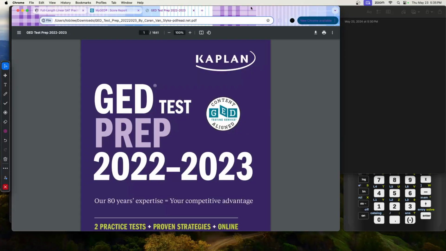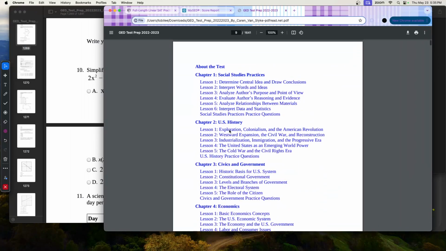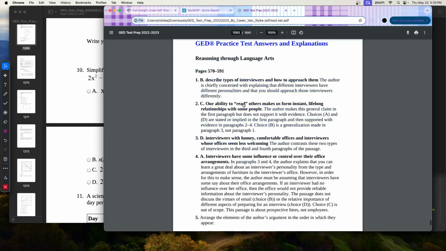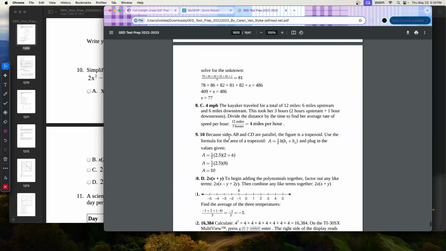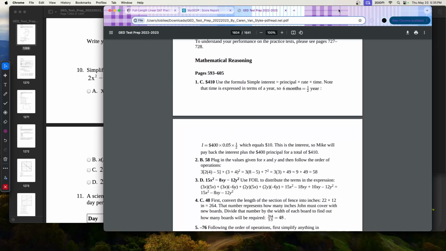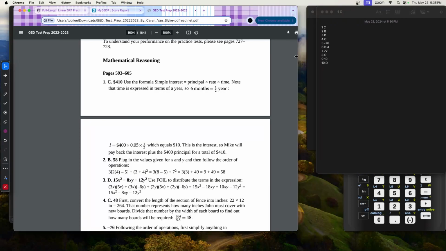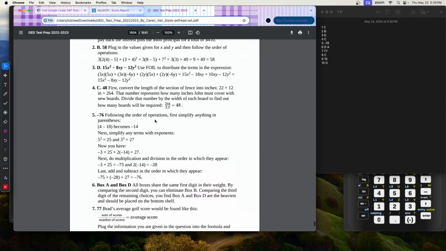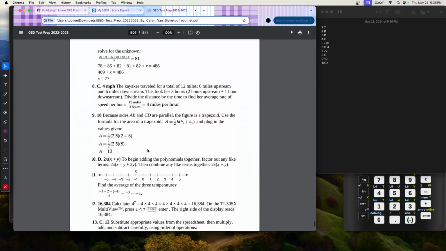Just want to quickly check the answers here. C, B, D, C, negative 76. A and D, 77. C, 10, D. Beautiful.